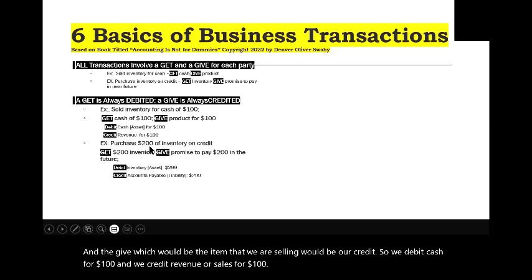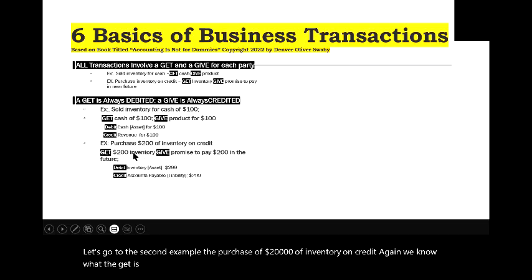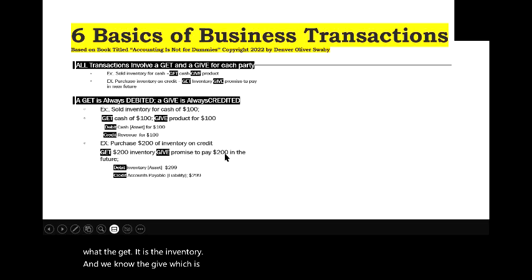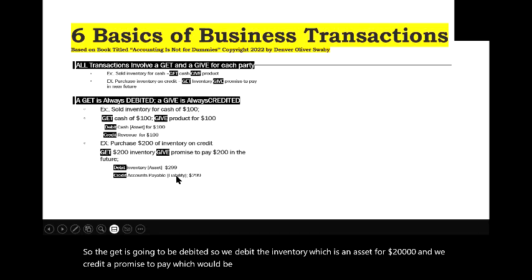Let's go to the second example, the purchase of $200 of inventory on credit. Again, we know what the get is. It is the inventory. And we know the give, which is the promise to pay the $200 in the near future. So the get is going to be debited. So we debit the inventory, which is an asset, for $200. And we credit a promise to pay, which would be accounts payable for the $200.